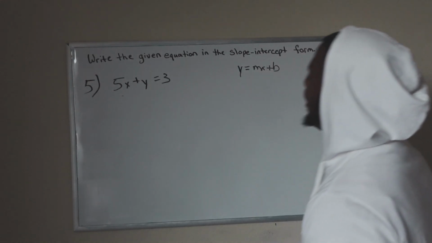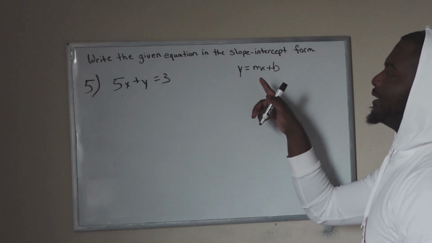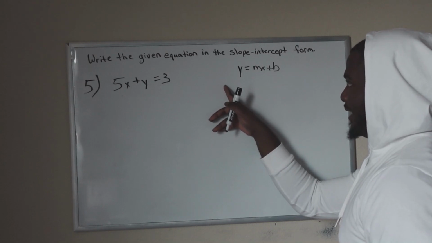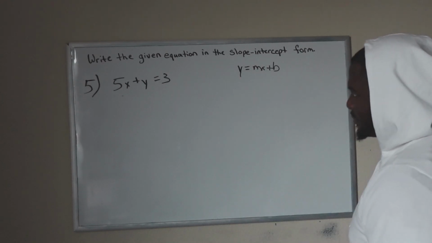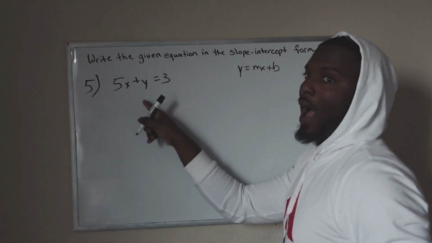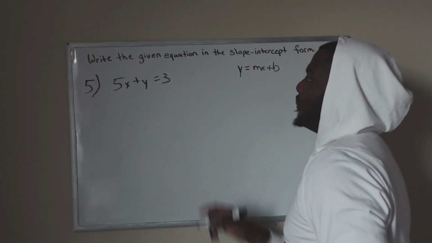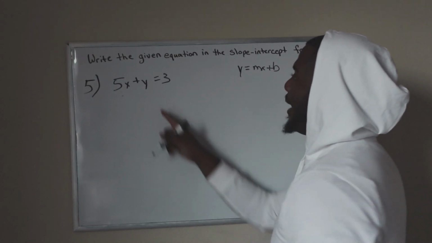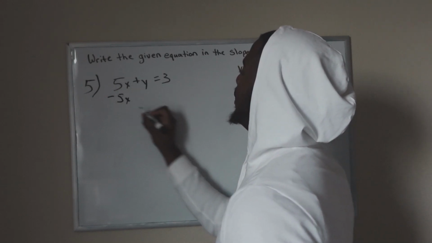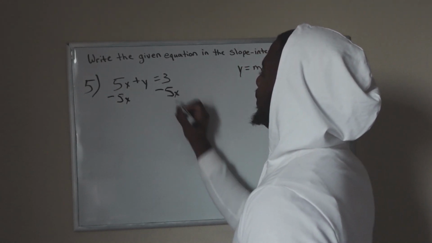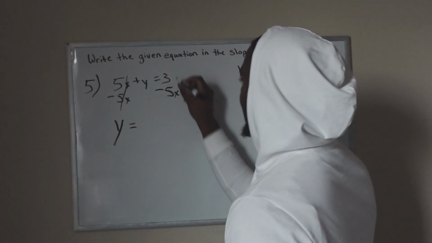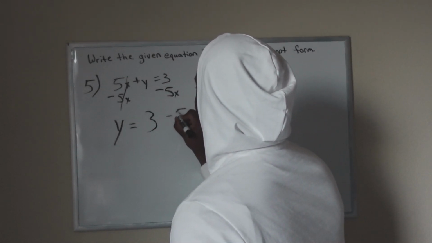But for this equation, all you have to do is write it so that it looks like this. You need to have your y on the left side, then your mx first, and then your b last. So looking at this, you want to get your y to the left by itself. In order to get y by itself in this equation, all you have to do is subtract 5x from both sides, right? So that goes away, and now you're left with y right here.